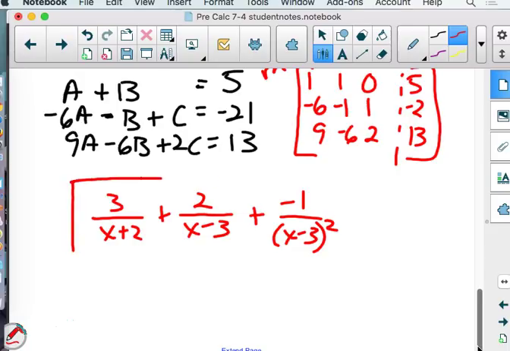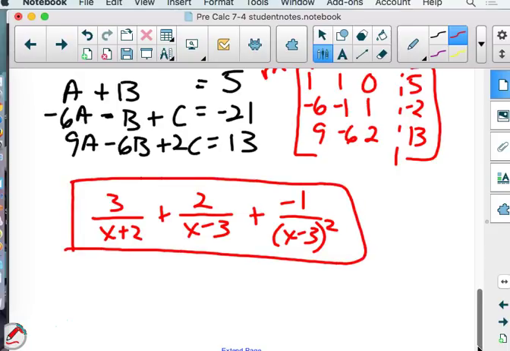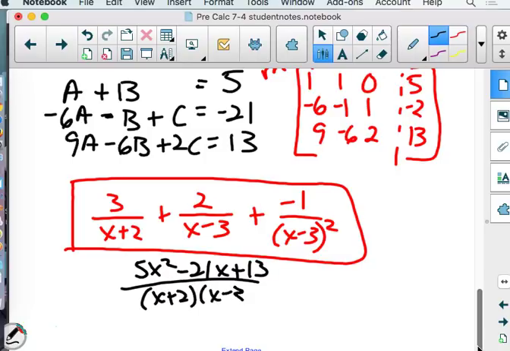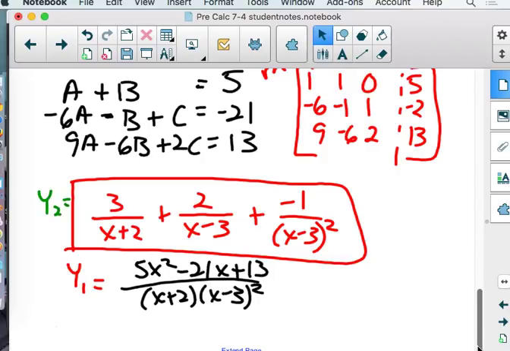So this, if we got a common denominator, would give us what we started off with at the beginning, which was 5x squared minus 21x plus 13 over the quantity x plus 2, times the quantity x minus 3 squared. And you could check it again. Remember, we did this in the calculator before. You could make this y sub 1. Very carefully punch all of this in as y sub 2, and you should see the exact same graph.